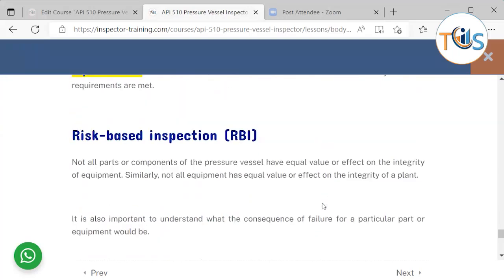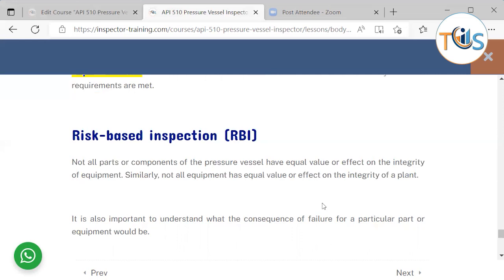Now, risk-based inspection. Obviously, if there is a vessel rupture, there's a lot of risk involved, and by risk we mean the probability of failure multiplied by the consequence of failure. So the probability of failure might be very high, but the consequence is low, like some utility pipes that might be dripping or leaking. It's not really that important, so the overall risk is low. On the other hand, the probability of failure might be low, but the consequence is very high.